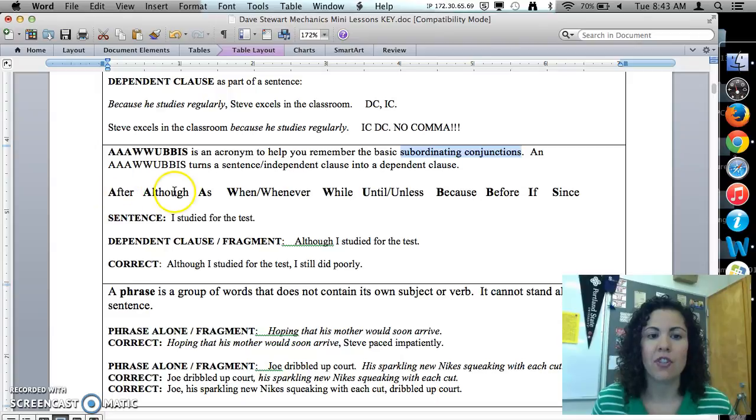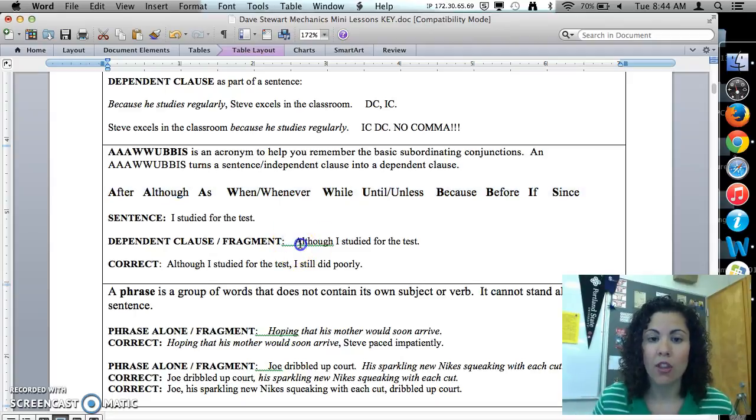These words are: after, although, as, when, whenever, while, until, unless, because, before, if, since. These are not the only ones, but these are the most common. We'll talk more about ones that you may use. If you add any of these words to a sentence, it automatically creates a fragment. So we have a sentence: I studied for the test. Great. If we add although, "Although I studied for the test" is a fragment. That one word creates the fragment. So be really careful with it.